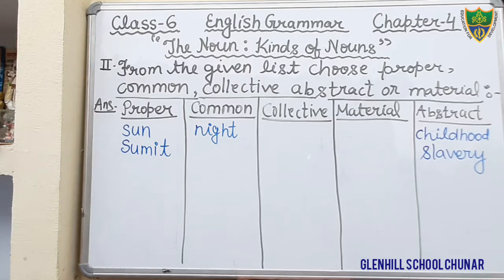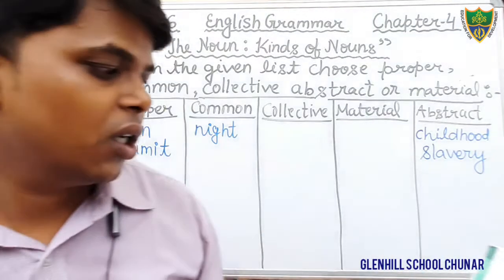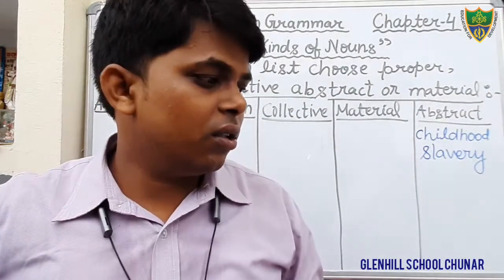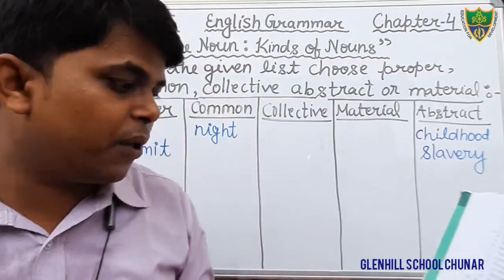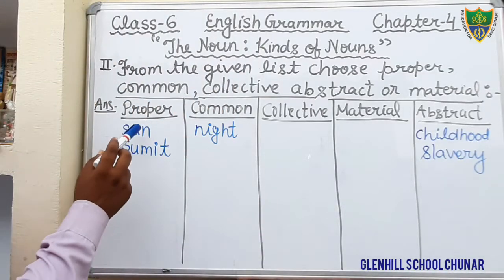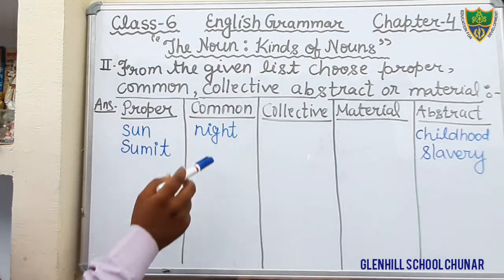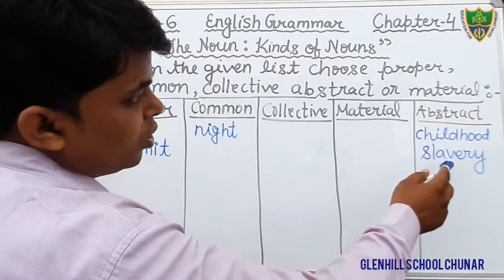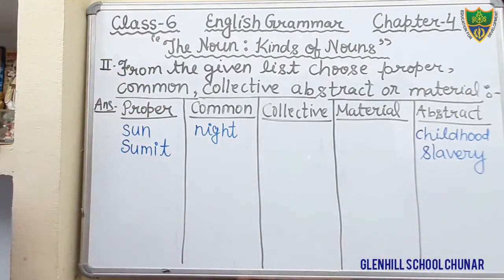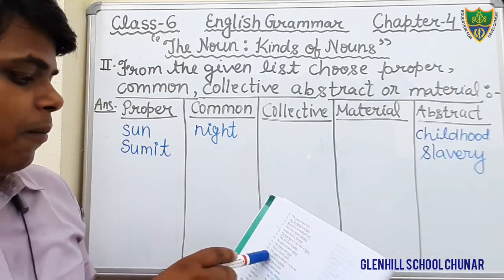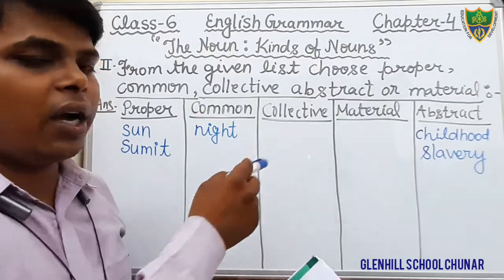Okay, students? Now next question, next row. Now we will see the next row. Second row we will see. There are 5 words given in the first row that I have mentioned here. Sun and Sumit, that is proper noun. The word night is common noun. And childhood and slavery is abstract noun. And there is no words in the column number first, collective and materials.